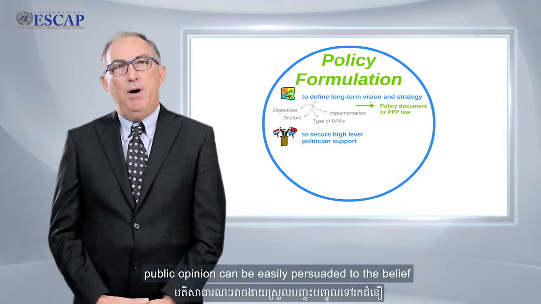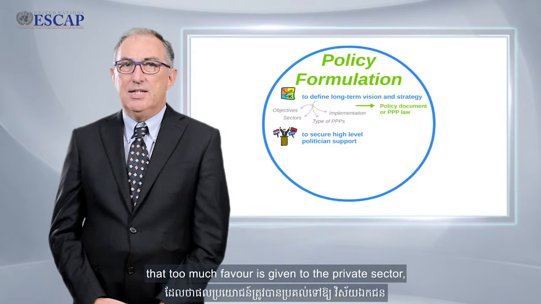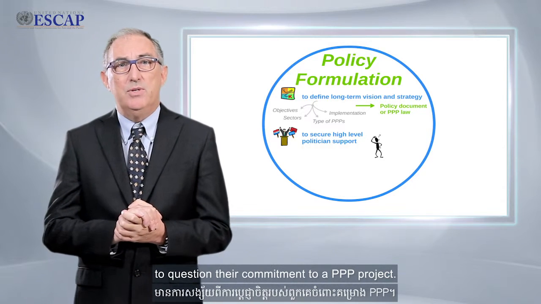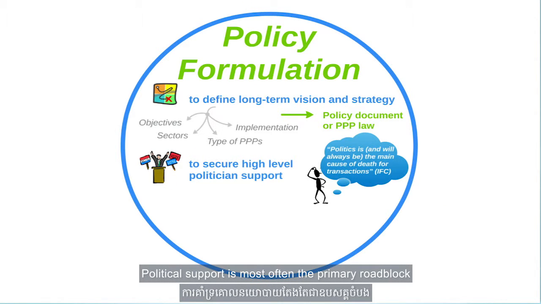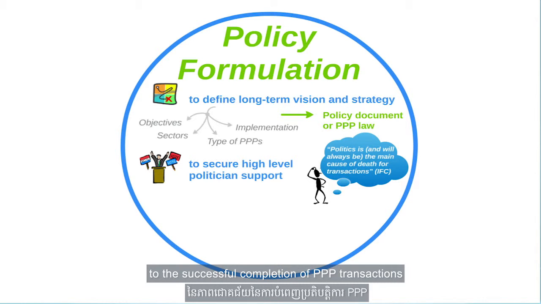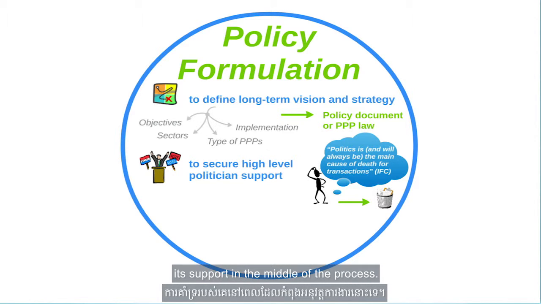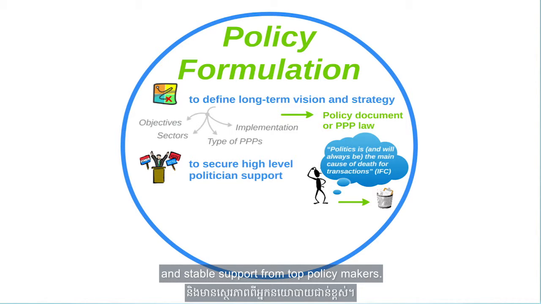For instance, public opinion can be easily persuaded to the belief that too much favour is given to the private sector, which in turn can cause public authorities to question their commitment to a PPP project. Political support is most often the primary roadblock to the successful completion of PPP transactions, and nobody wants to work on a project for years only to see a government policy change and remove its support in the middle of a process. To prevent this from happening, you need strong, consistent, and stable support from top policymakers.